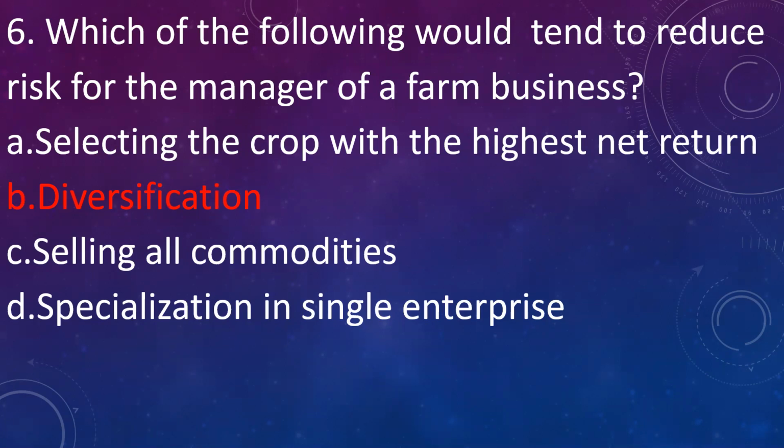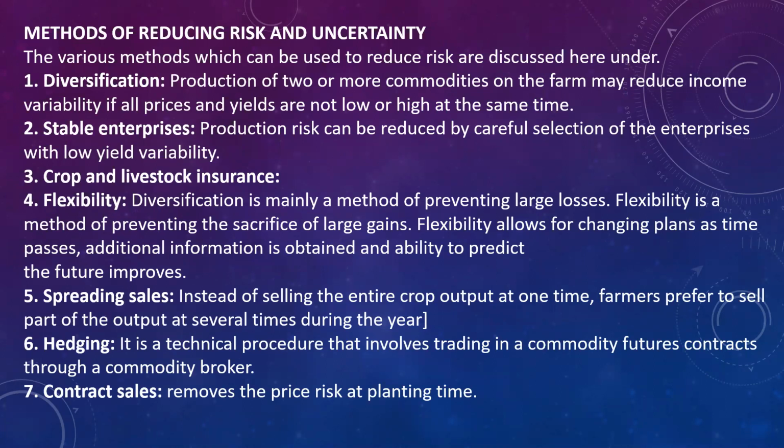Now, in reducing the risk, we have different methods. First one is diversification. In diversification, the farmer should produce more than 2 crops, so that even if the price of one crop is low, the price of other commodity may be high and it may compensate the reduction in the income. Then stable enterprise, that is one with low yield variability, that is farmer will be knowing that he will get definite quantity of yield. Such crop should be selected.